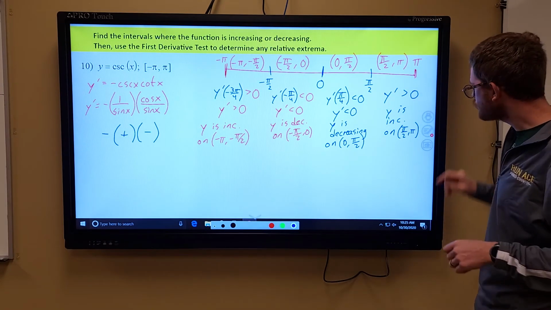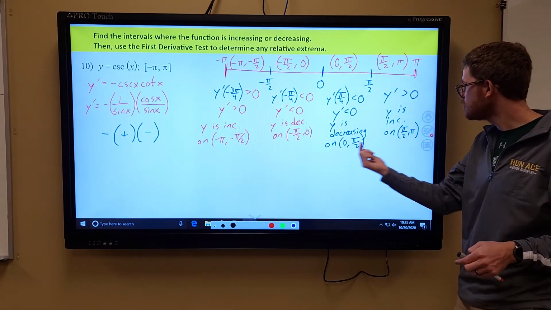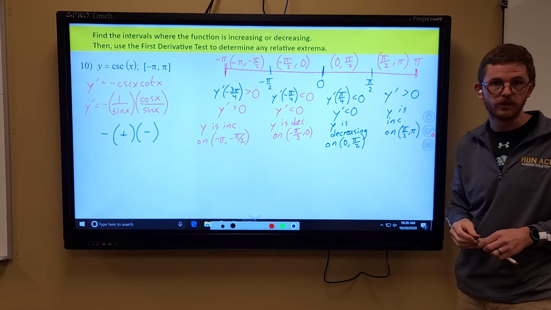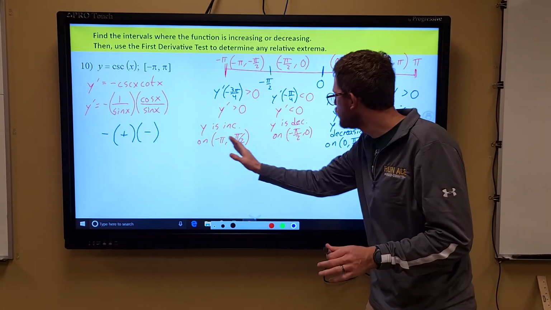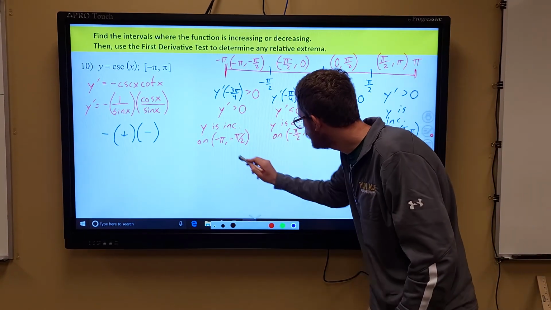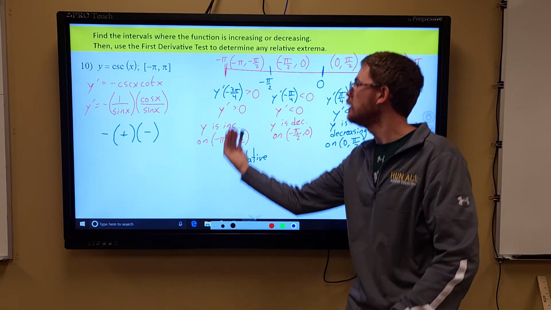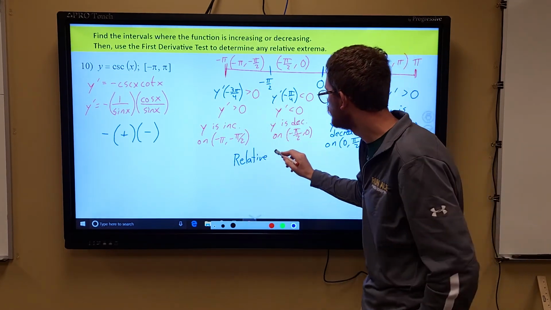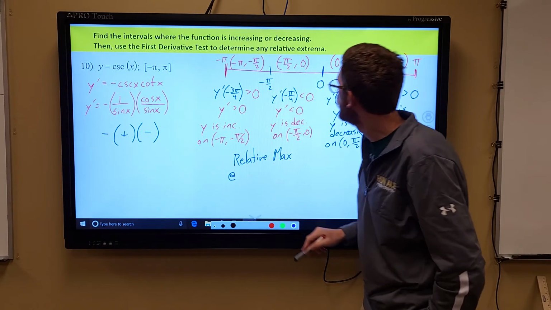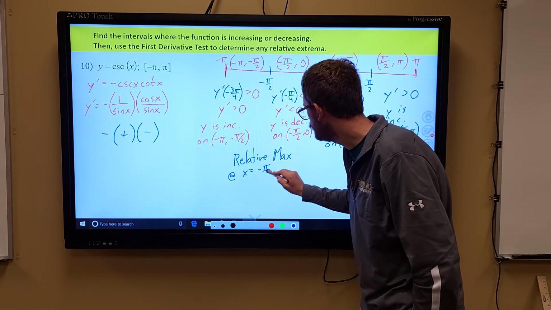All right, so we have a change from increasing to decreasing and a change from decreasing to increasing. Right here, it went from decreasing to decreasing. Because we had a change from increasing to decreasing, I know I have a relative increasing to decreasing would be a relative maximum at the x value of negative pi over 2.